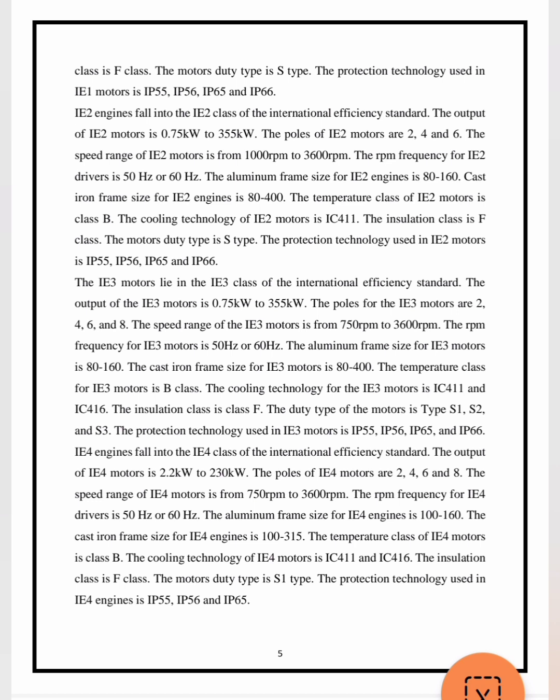The aluminum frame size is 100 to 160. Cast iron frame size for IE4 is 100 to 315. Temperature class of IE4 motor is class B. Cooling technology of IE4 motor is IC411 and IC416. It is just like the IE3 motors. Insulation class is also class F.